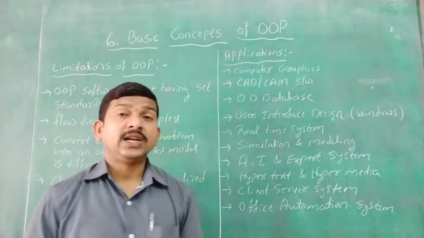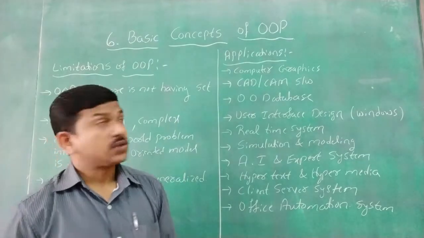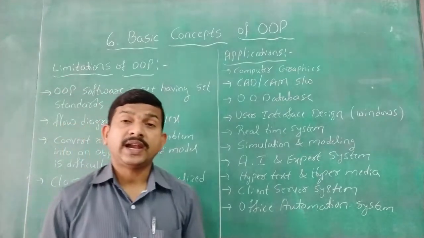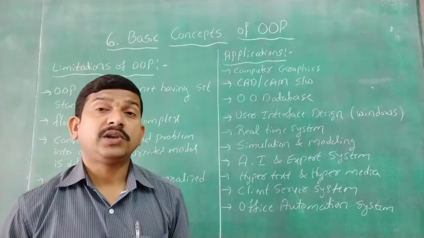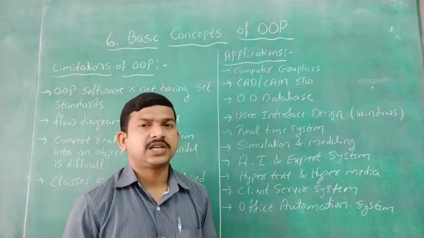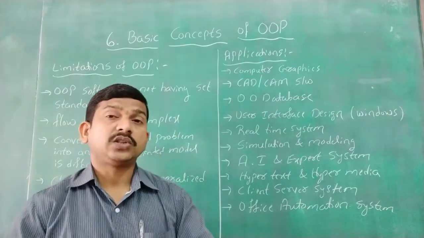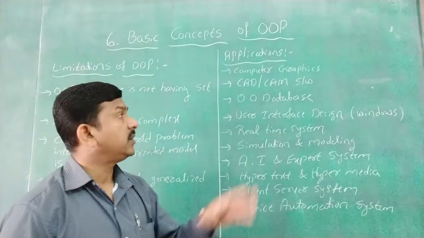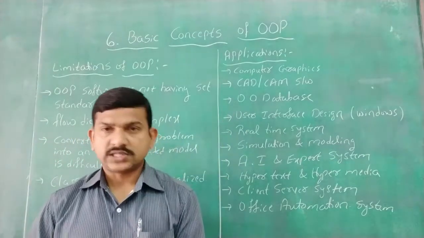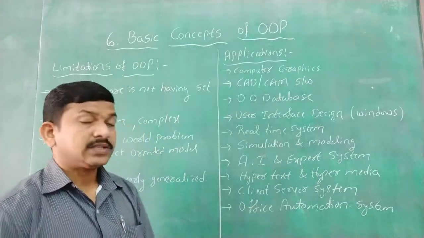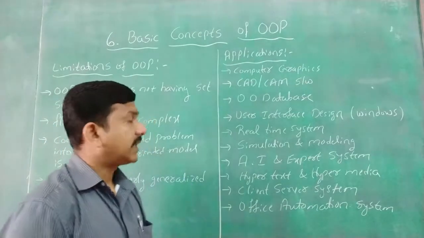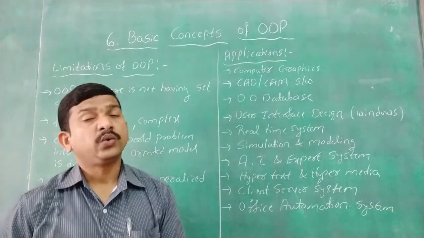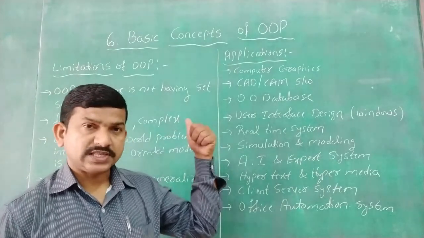Second one, CAD or CAM software. CAD means computer aided design as well as computer aided manufacturing. This is normally used in industry. Industrially we see these applications or software. CAD, CAM applications. To develop CAD and CAM applications, we are using this OOP concept. Is it clear? So CAD means computer aided design, CAM means computer aided manufacturing. To develop such software, we are using the OOP concept.